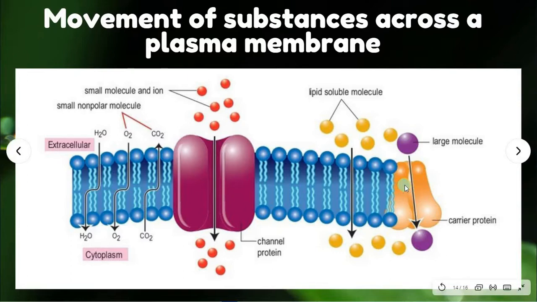Is it facilitated diffusion or active transport? Facilitated diffusion involves the movement of substances from higher concentration area to lower concentration area. Active transport involves the movement of substances from lower concentration area to higher concentration area, with the need of energy. Make sure you can differentiate that. That is the short review of what we had learned today, the movement of substances across a plasma membrane.